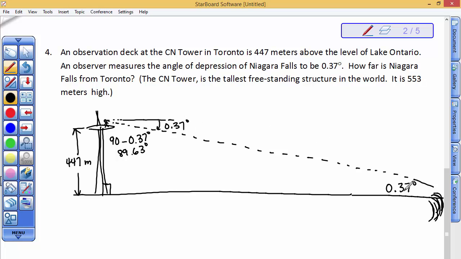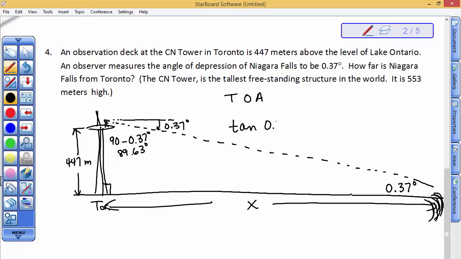How far is Niagara Falls from Toronto? So here's Toronto. Here's Niagara Falls. I want to know that distance right there. I'm going to use the 0.37 degrees because it's kind of a weird number instead of the 89 degrees. Although using the 89 degrees would put my unknown in the numerator, let's stick with this. So given this number, I know the side opposite and I want the side adjacent. Opposite, adjacent, tangent. The tangent of 0.37 degrees is equal to the side opposite over the side adjacent.